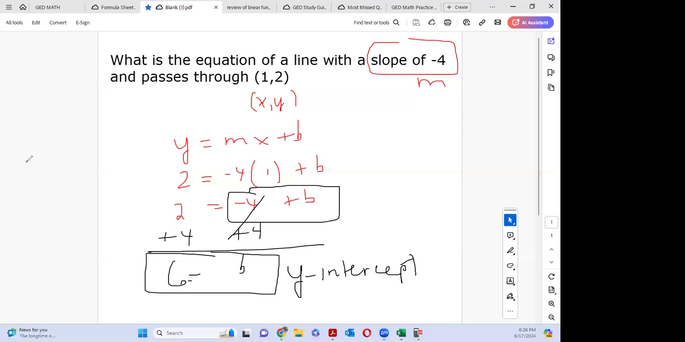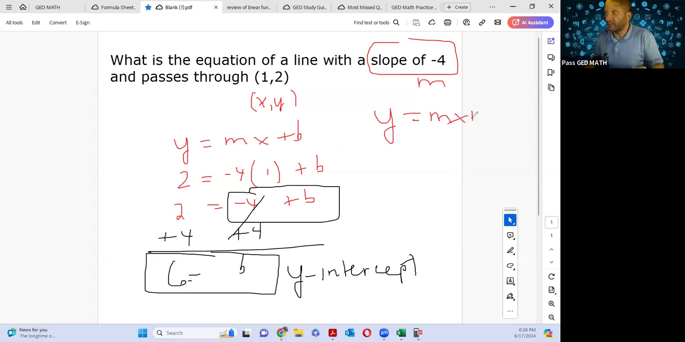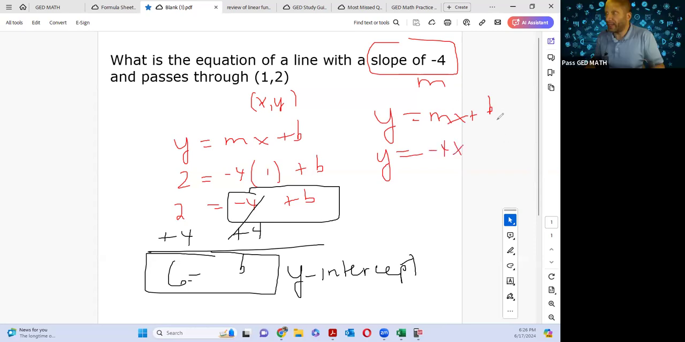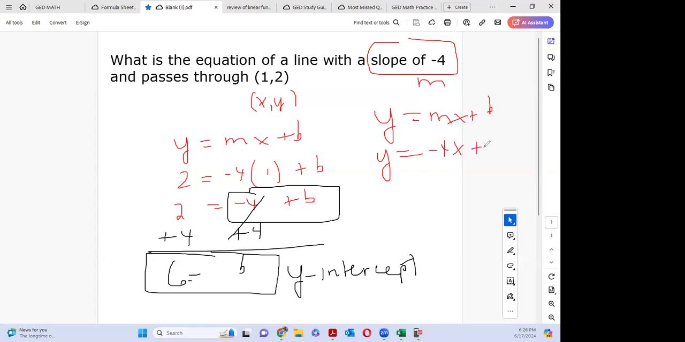Watch this. y = mx + b. What's my m? -4. Bring down my x. What's my b? B is 6. What kind of 6?